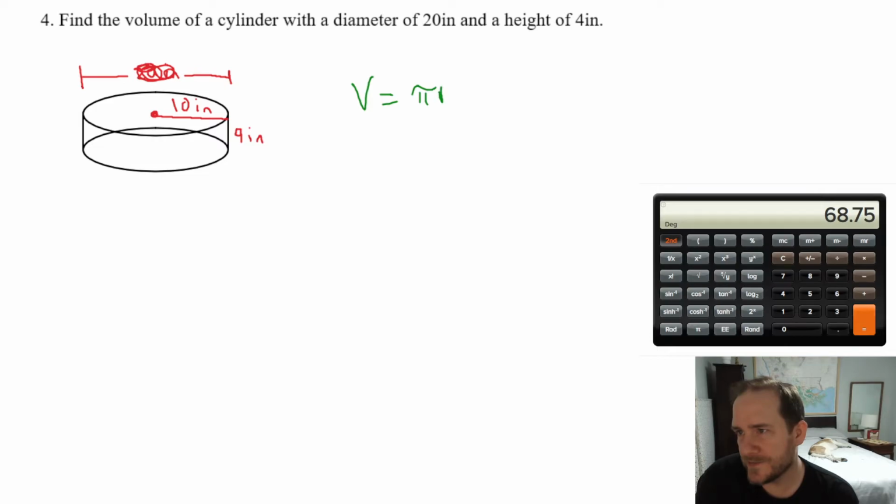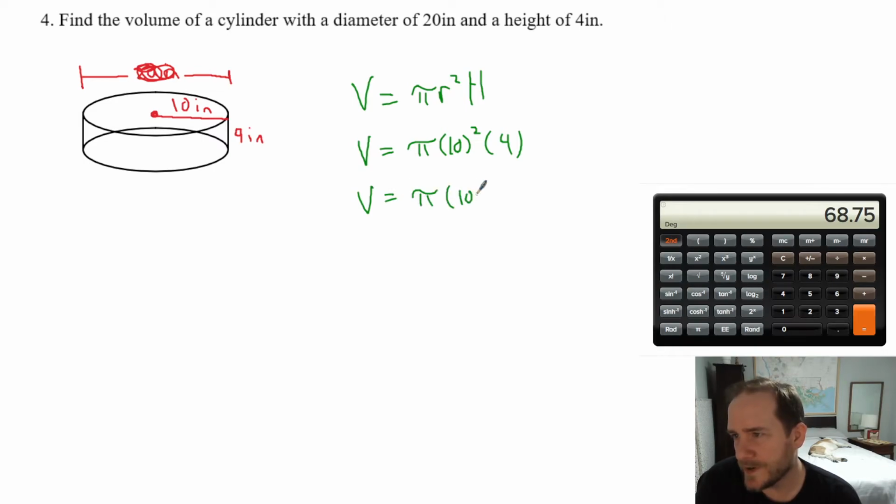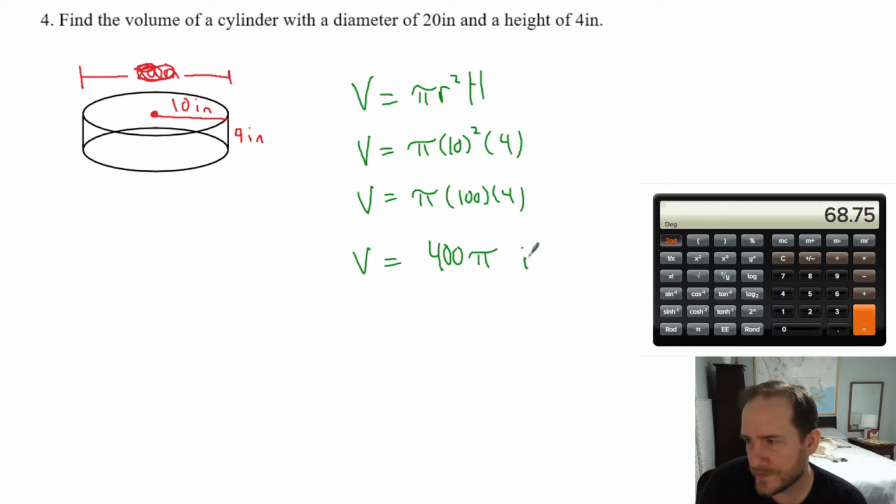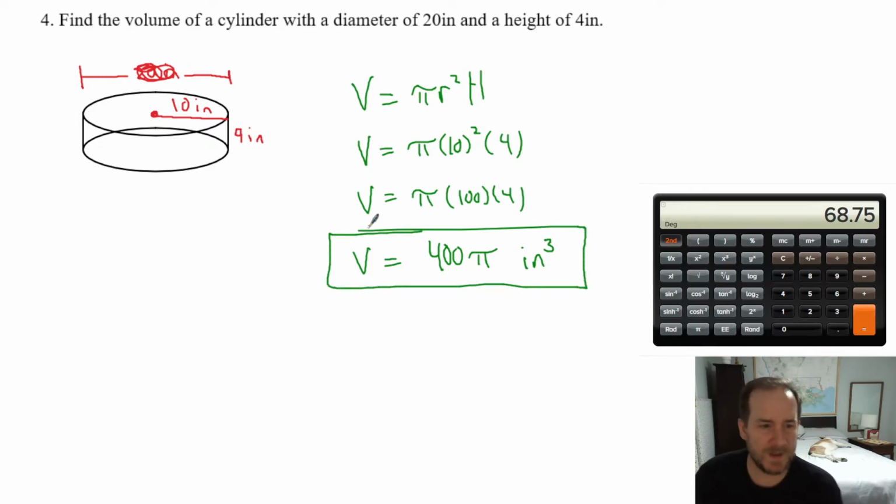And for that you need your formula, pi r squared h. And in this problem we know the radius to be 10. We know the height to be 4. So we know we're looking at pi times 100 times 4. And so that's going to be 400 times pi, which is 400 pi. And we're in inches, so these are cubic inches. And that's it for 4. Let's do number 5.